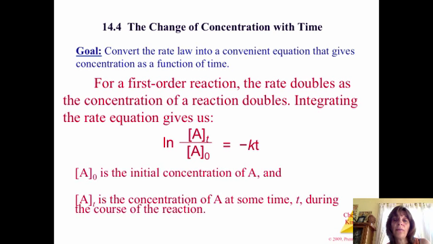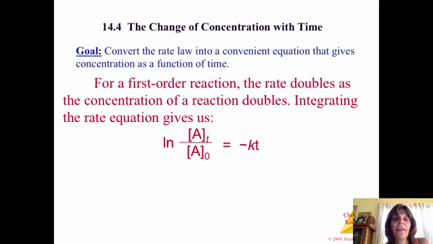Okay, we're going to look at one more situation and then we'll call it quits for today. If our job is to convert the rate law into a convenient equation that gives us concentration as a function of time, we can look at first order as the most simple of all the reactions. Because remember, when we got that graph over time, you get a curve. And without having all the data, it's difficult to use in a simple, convenient way.